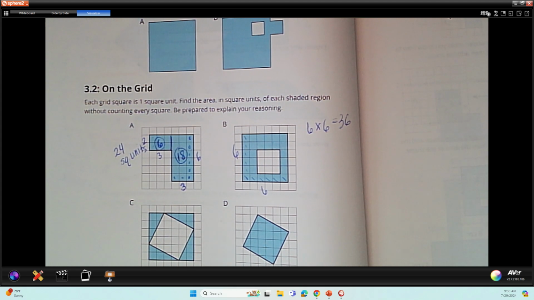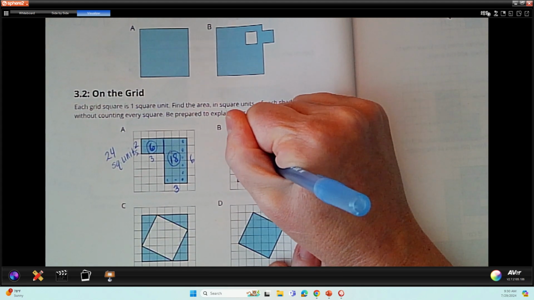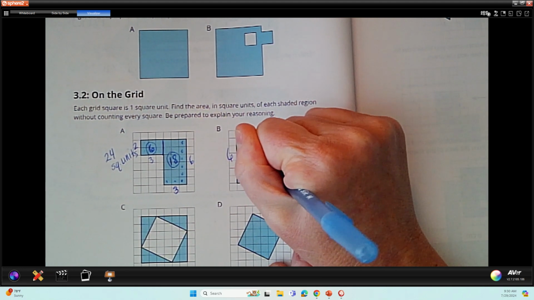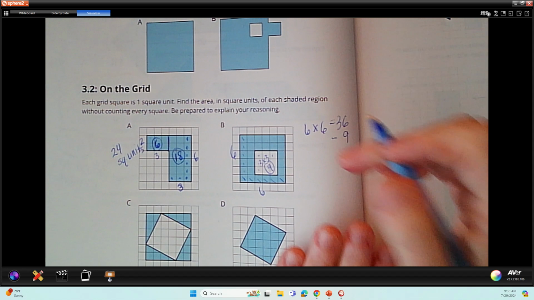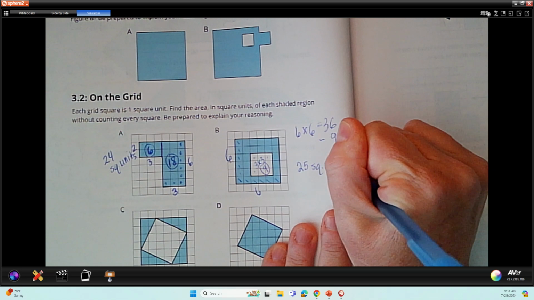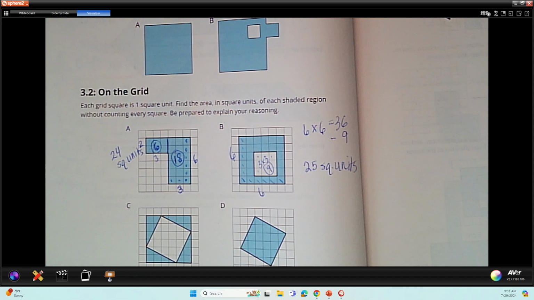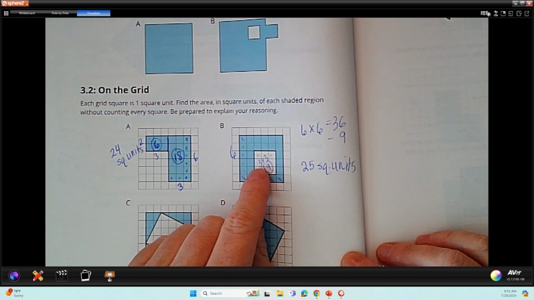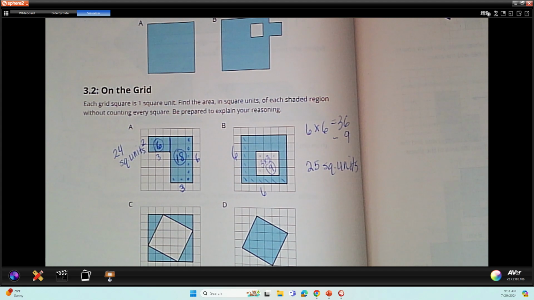So we want to subtract or take out the area of that square, which is 1, 2, 3 by 1, 2, 3. And 3 times 3 is 9. So I need to subtract 9 from 36. And if I do that, I have 25. 25 square units. Now, again, we could count each one of these blue boxes, but we don't have to when we know how to multiply. We can find the area of the larger blue square, find the area of the smaller white square, and then subtract that out so we can find what's left.